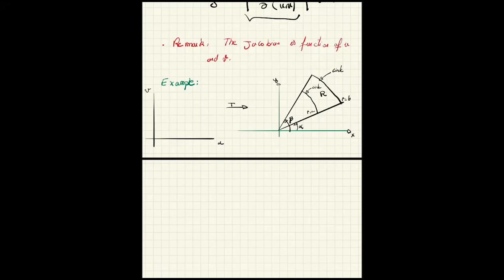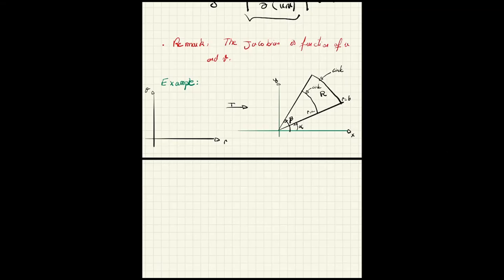Now, to confuse you a little bit more, we're not going to use u and v. We're going to use r and theta. See, that's very important to understand the concept, not just use formulas. So instead of u, v, we're going to use r, theta.